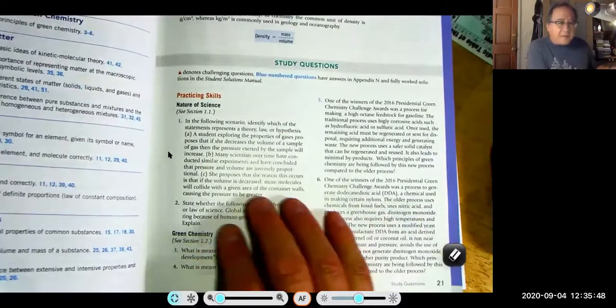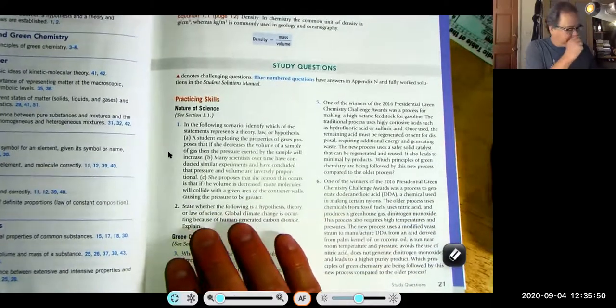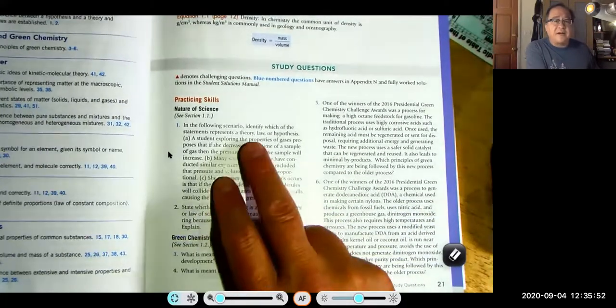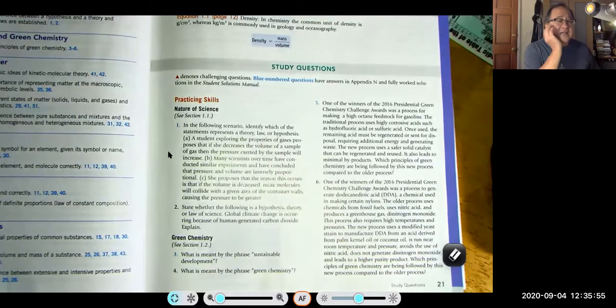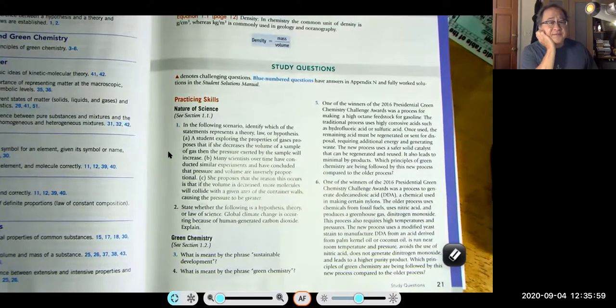I'm going to put the problem up here. I'm not going to copy it. In the following scenario, identify which statement represents a theory, law, or hypothesis. And that's it. So how about A? A student exploring the properties of gases proposes that if she decreases the volume of a sample of gas, then the pressure exerted by the sample will increase. What do we think? Is that a theory, a law, or a hypothesis?